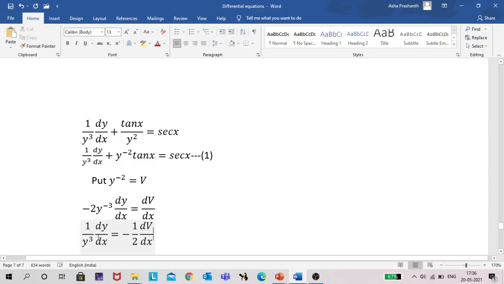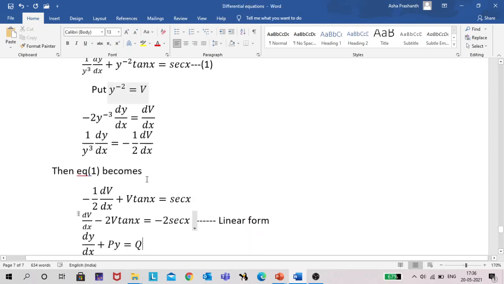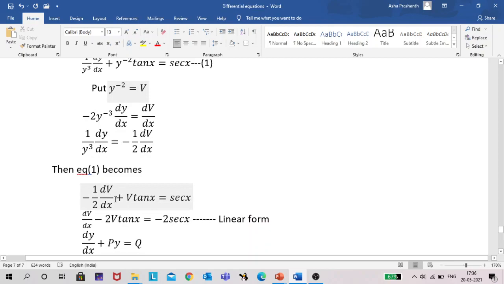Okay, in the equation we have 1 by y cube dy by dx. This can be replaced by minus 1 by 2 into dv by dx, and this y square is replaced by v. Then equation 1 becomes minus 1 by 2 dv by dx plus v into tan x is equal to secant x.